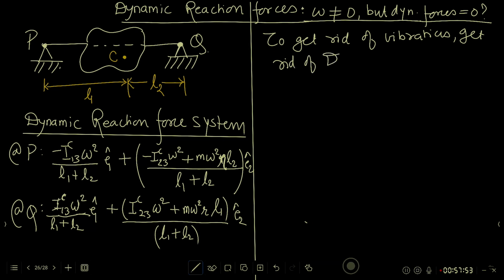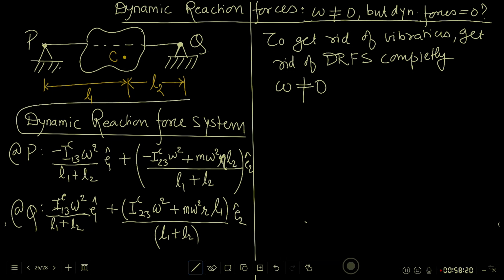How do we get rid of the DRFS? One is, of course, you don't drive the car, or you always drive the car very slowly so that you are not disturbed. That is not a question under consideration. I want to drive my car at 100 km per hour and I don't want any DRFS. So omega being not equal to 0, how do I get DRFS to be 0? I have written the expressions for the DRFS again from the previous slide to this slide. We have to kill each and every component of DRFS here.